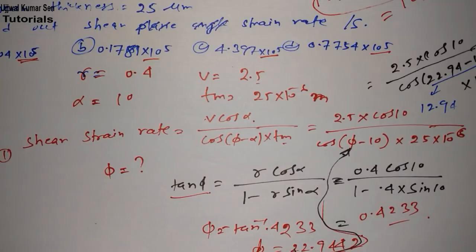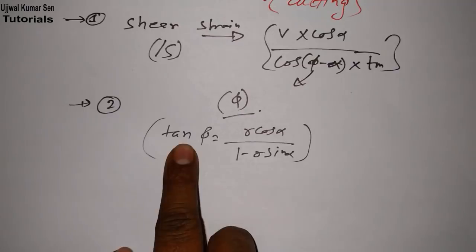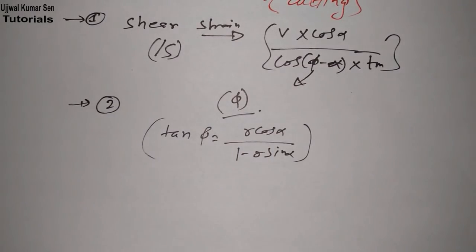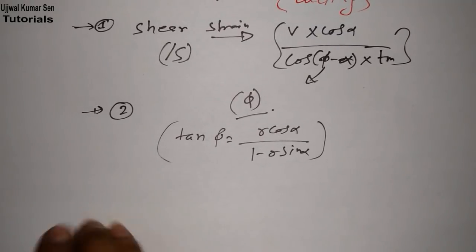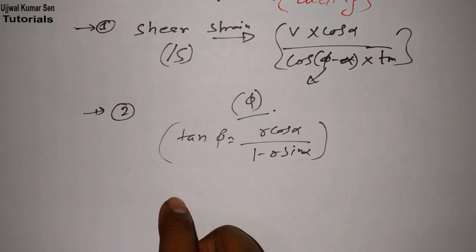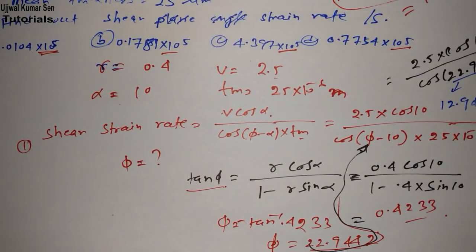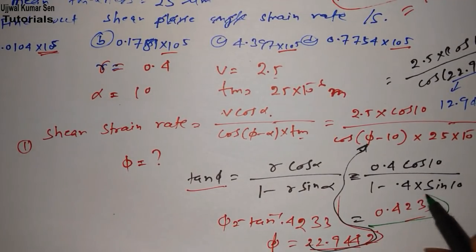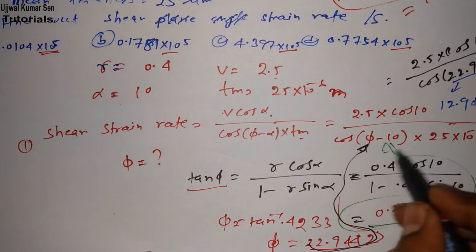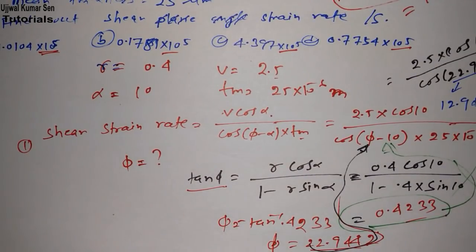After putting in all values, we have to face one problem, that is we have to find the shear plane angle. For this, we use the formula which I have shared with you, that is tan phi is equal to r cos alpha by 1 minus r sin alpha. Then after putting all values here, we will come to a point where we can make a mistake: we get a value here and just put this value in, and that would be a big mistake.